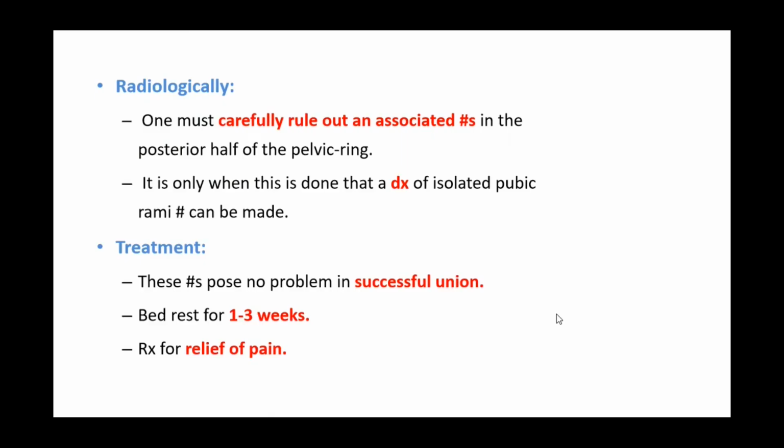Radiologically, we should carefully rule out any associated fracture, especially in the posterior half of the pelvis, because if there is an injury in the anterior half of the pelvis, it might result in an injury in the posterior half of the pelvis. So always look carefully. It is only when we carefully rule out, on the X-ray, the anterior and the posterior half injuries of the pelvic ring that we can make or confirm our diagnosis that this is an isolated pubic rami fracture.